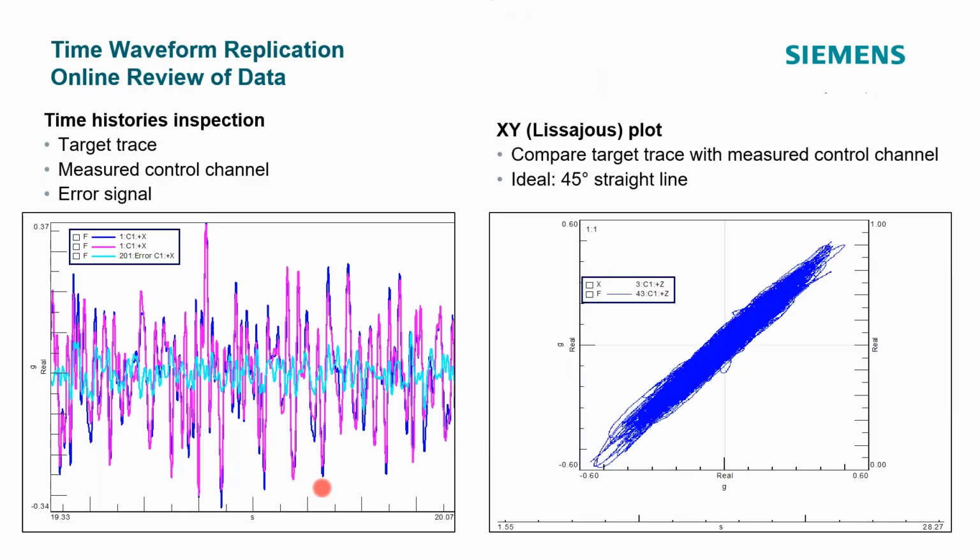So to look at the results, here are some different ways to depict the success. Basically, look at the time trace of your target overlaid with the measured responses, and then subtract one from the other in the time domain and look at the error between the two. That's what's shown in this display here.